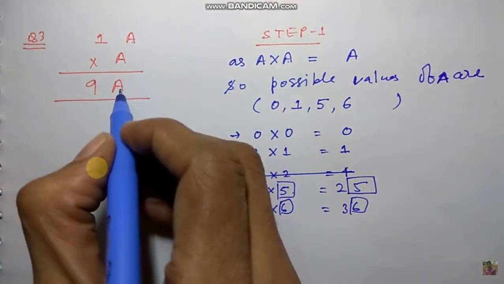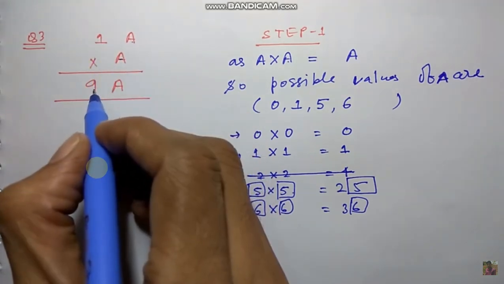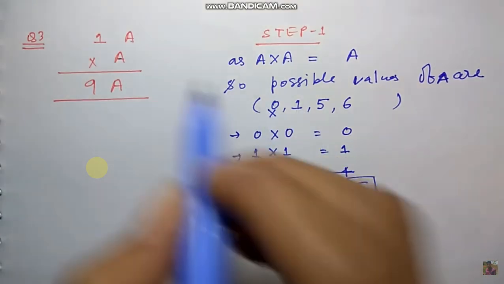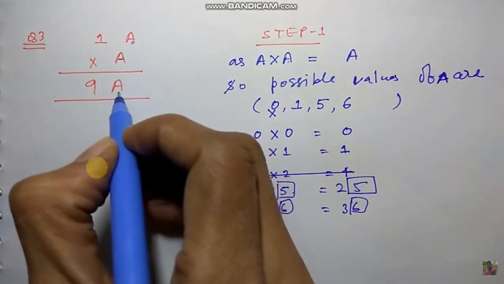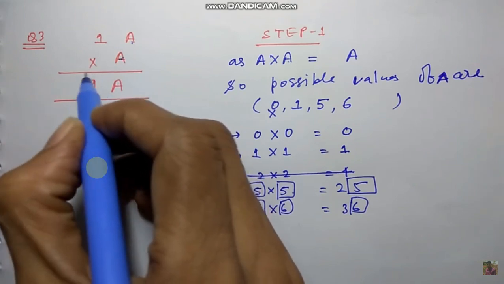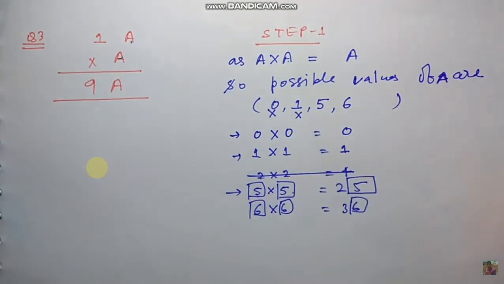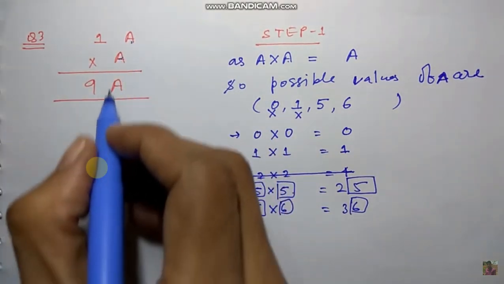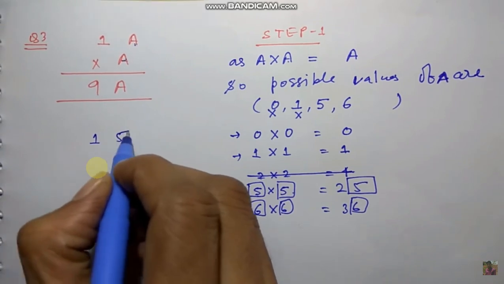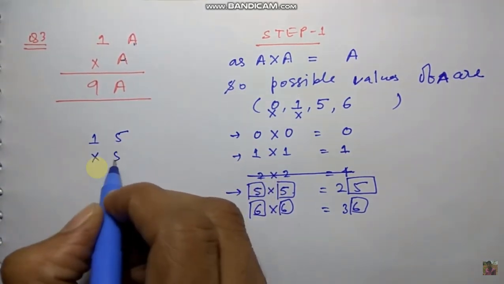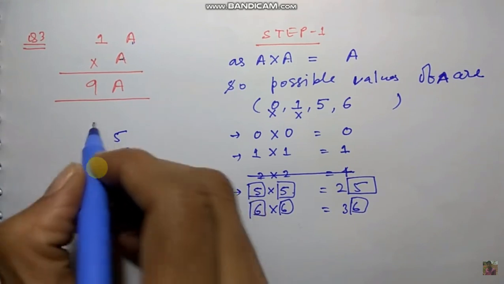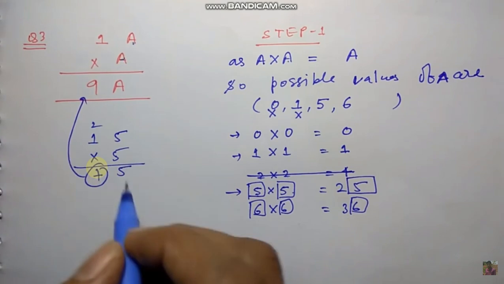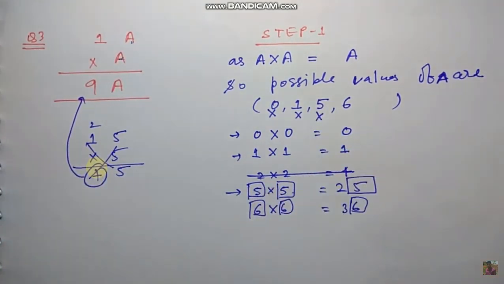For example, if we take 0, 0 does not work. Again we take 1: 1 into 1 is 1, but we need 9 in the tens place, so 1 also does not work here. We take 5: 5 into 5 is 25, 2 is carry, 5 ones are 5 plus 2 is 7. Again, it does not come, so 5 also does not work.